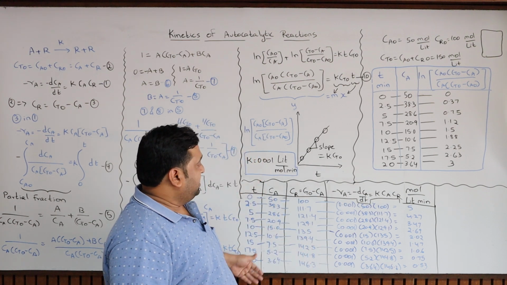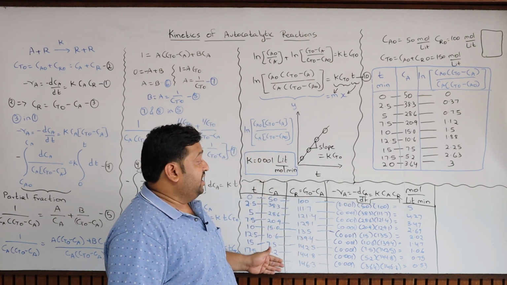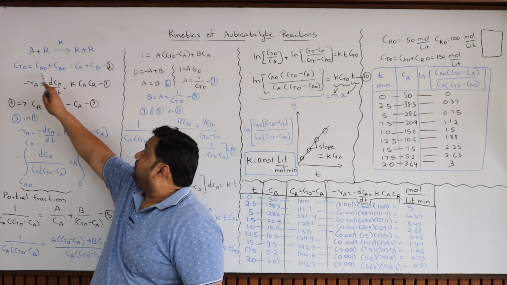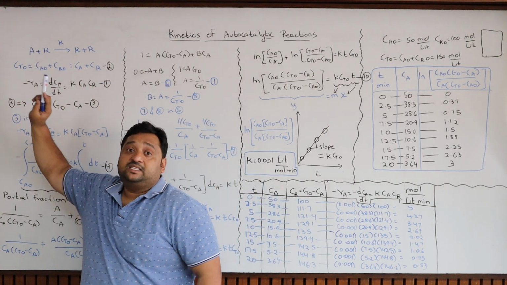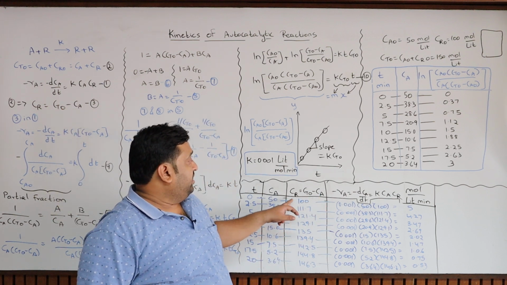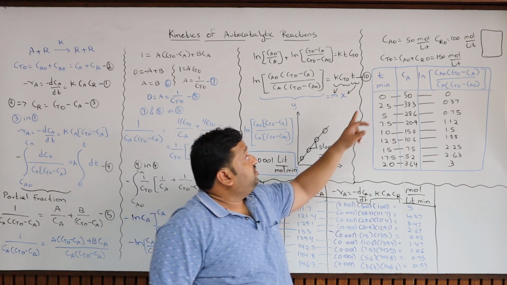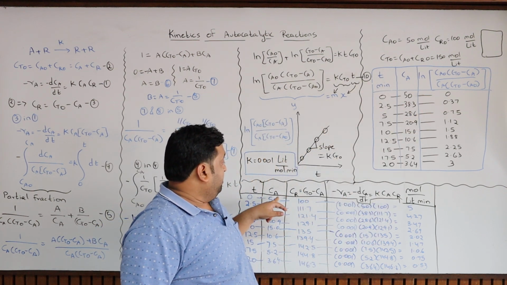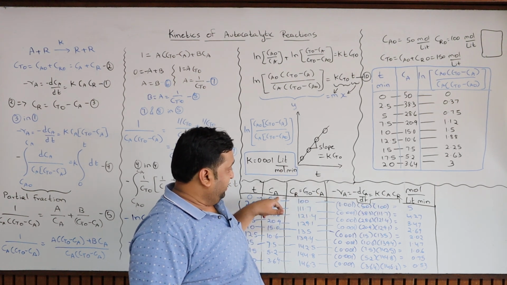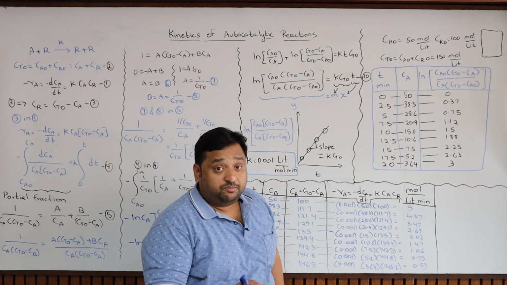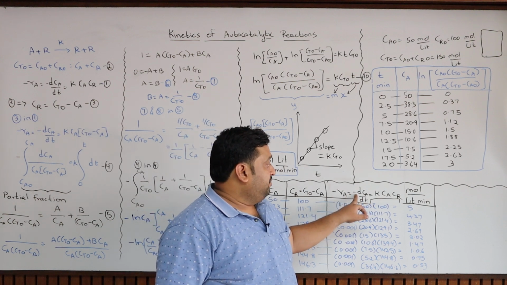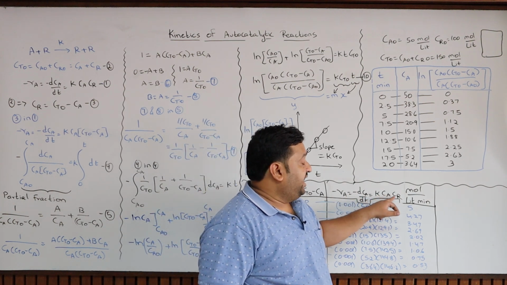At different times I have different concentrations of A, and what is the concentration of R? The concentration of R is nothing but the total concentration minus Ca. I know Ct0 is 150, I know Ca, so CR is 150 minus 50. Now, what is my speed? It is minus rA, equal to minus dCA by dt, which is k times CA into CR.